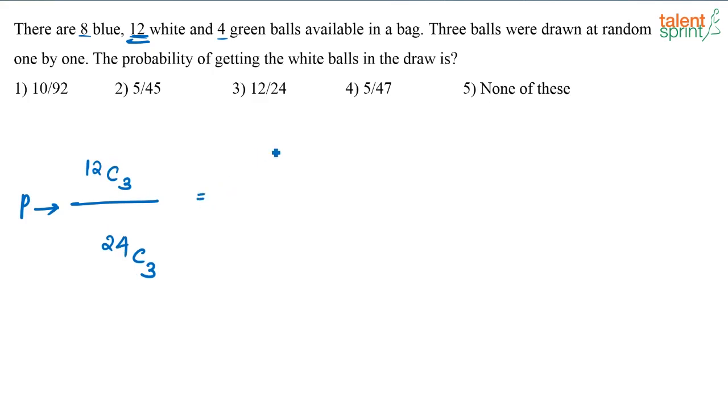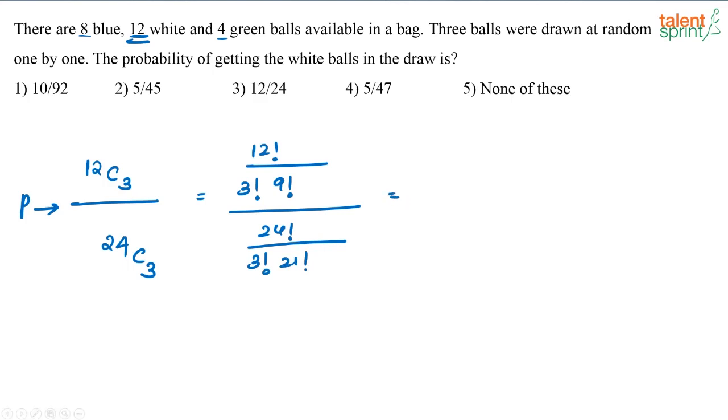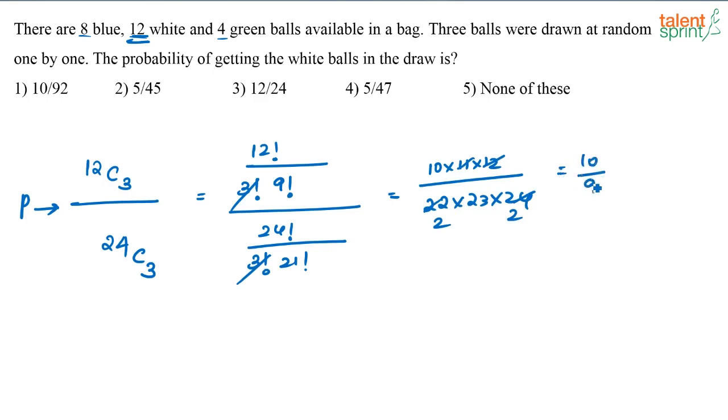Correct? That is nothing but, what is 12C3? 12 factorial by 3 factorial into 9 factorial divided by 24 factorial by 3 factorial into 21 factorial. Simplify this, so you will have 10 into 11 into 12, divide this and this will get cancelled. You have 22 into 23 into 24. 10 divided by 92 is your answer. Option 1. Very easy question.